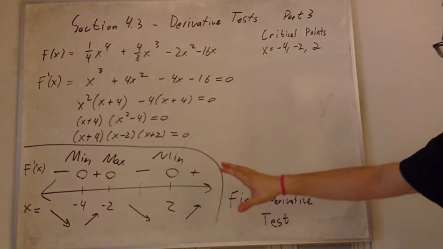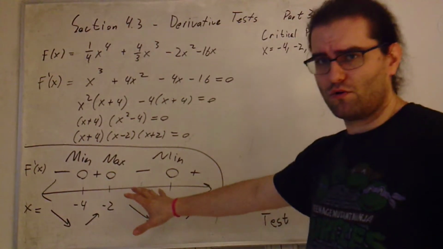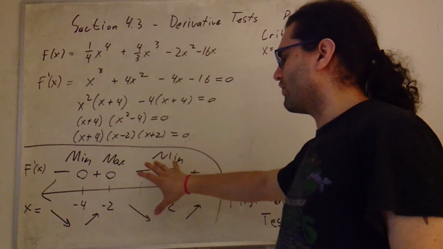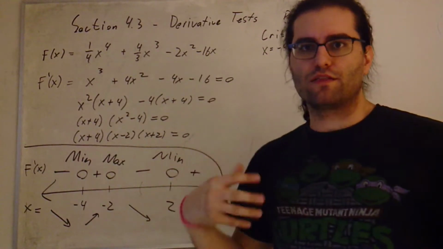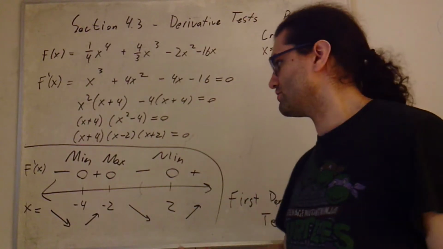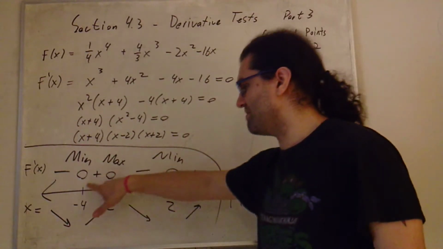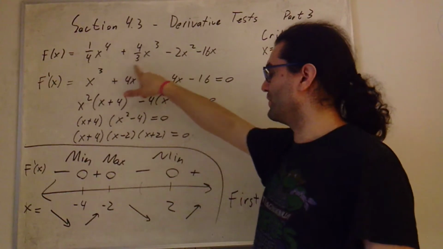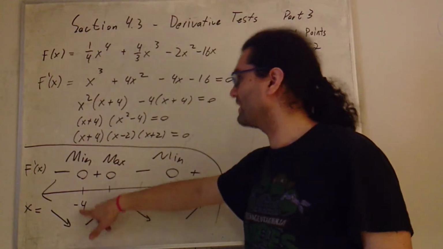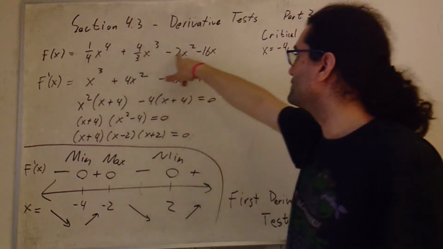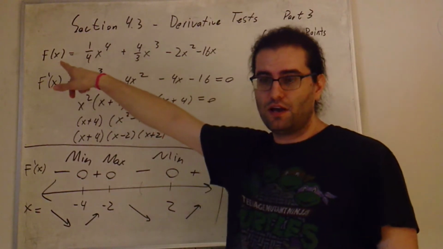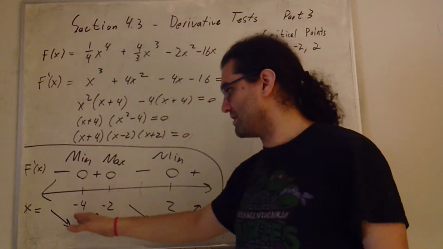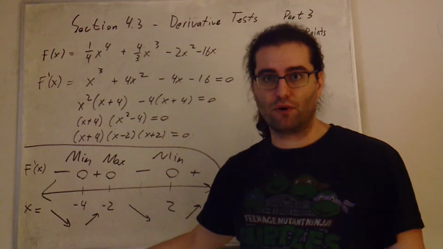If we were doing this on a test or a quiz, or even on the homework, the question would be asking you what the local mins and maxes are. So that's a question of evaluating the function at these points. So you would need to plug -4 into this original function to get a y value, and you would report that y value as a local minimum at -4.